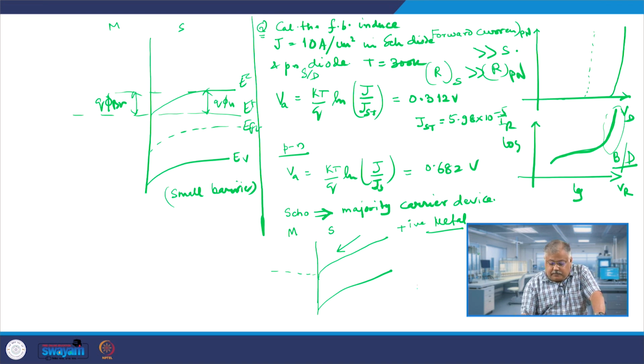Just the reverse happens if we give a positive voltage on the semiconductor side. Then it looks something like this: I have a Fermi level, and then if I give a bias like this, it will come like this, EC and EV. As a result, there will be flow of electrons from the metal towards the semiconductor side.